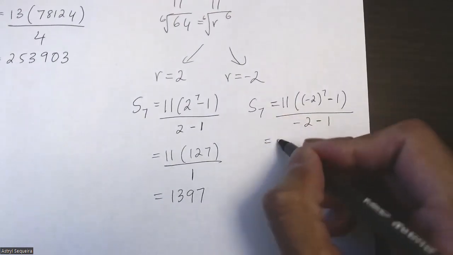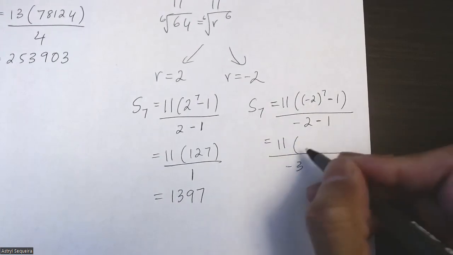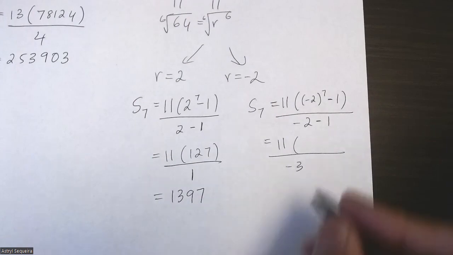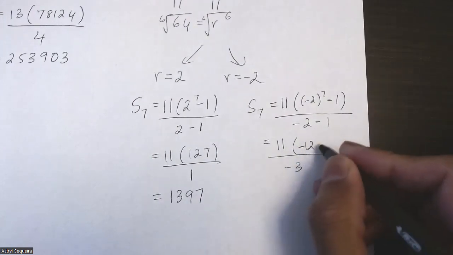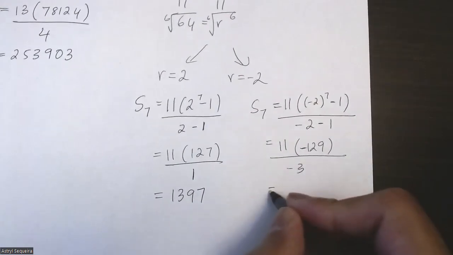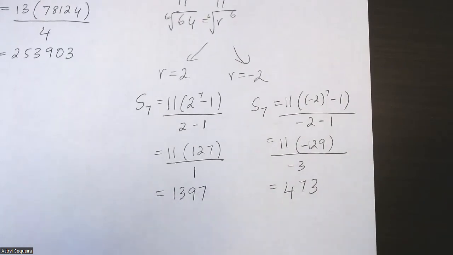Let's do this calculation here. So 11, denominator is -3. -2 to the power of 7 minus 1 is -129. And let's do this calculation. And we get the second possibility as 473. So 2 possible answers for this question.